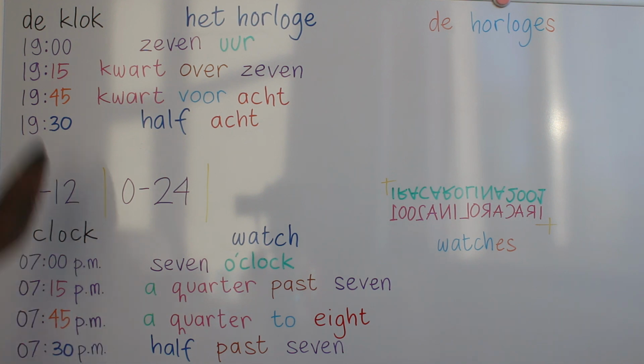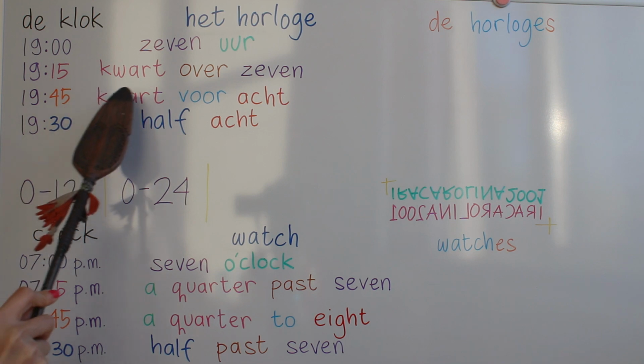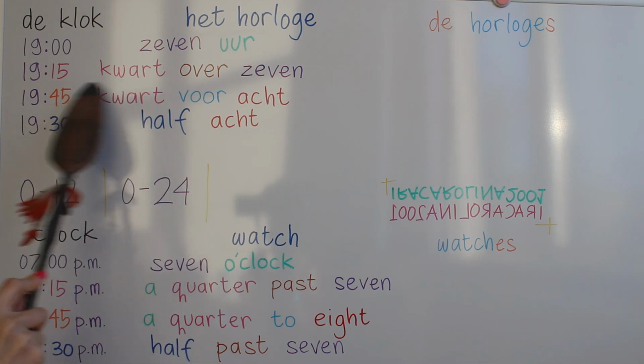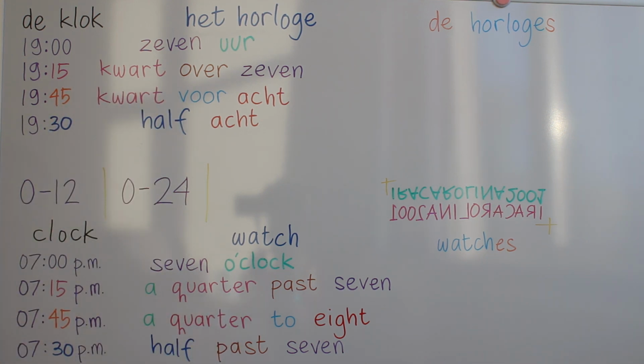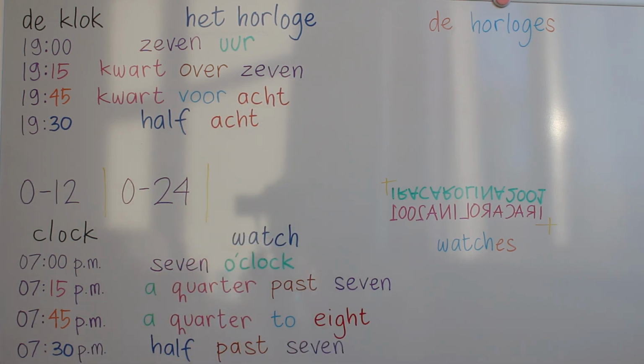This one we use 19. We add 12 to this one, and it becomes 19. A quarter past 7. Kwart over 7. Kwart, a quarter. Over, past. 7.